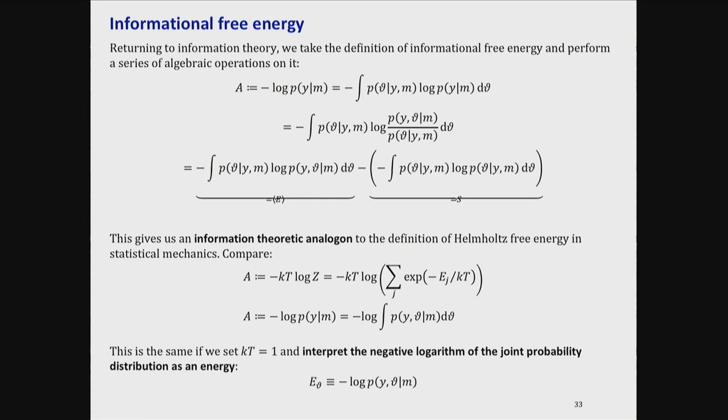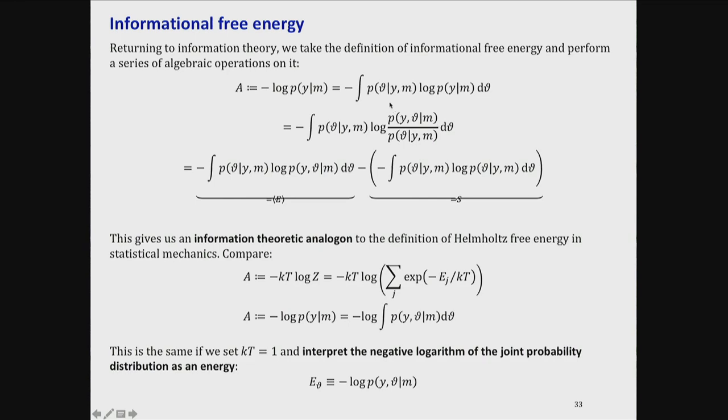Now, returning to information theory. On the slide before, we had classical thermodynamics, Helmholtz free energy, and statistical mechanics with the Boltzmann distribution. But now we're turning to information theory. So now, no more k's, just dimensionless probabilities. We take the definition of informational free energy and perform a series of algebraic operations on it. So we take the negative logarithm of the surprise at seeing event y given m. That was our definition in information theory.